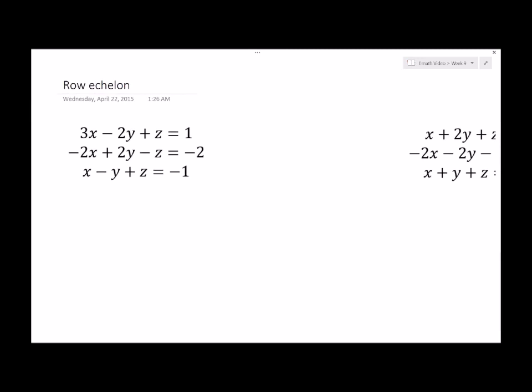Hey guys, here we're going to start going over the linear algebra section of engineering math. So we're going to start with row echelon. Now to start, row echelon means that it looks like this, and squigglies just represent any number.